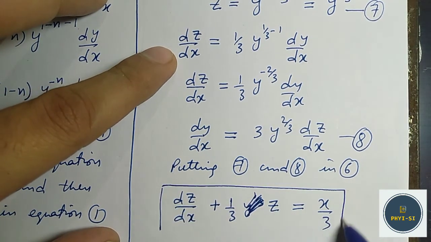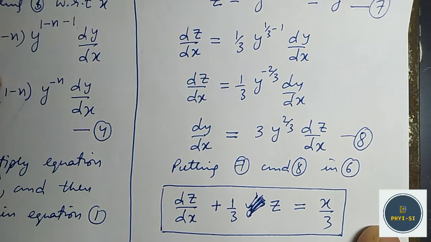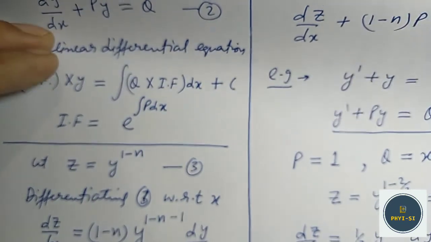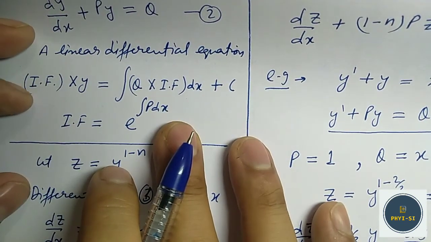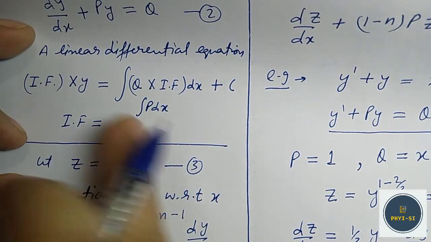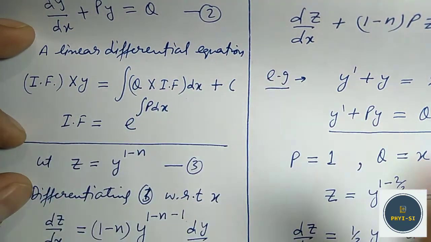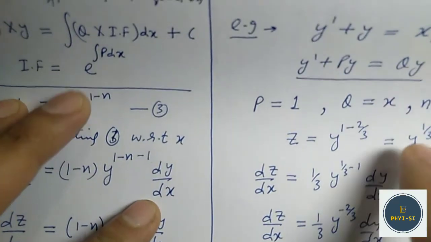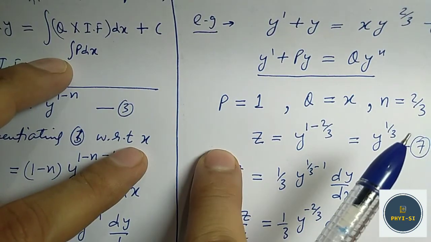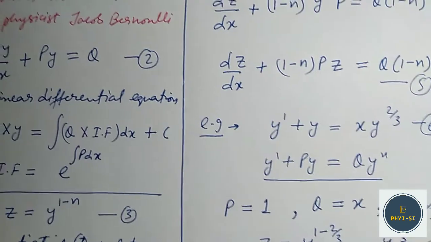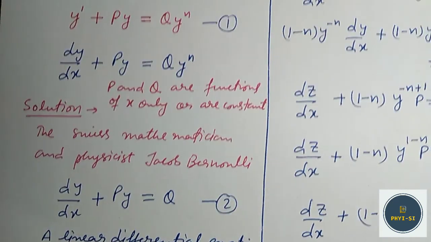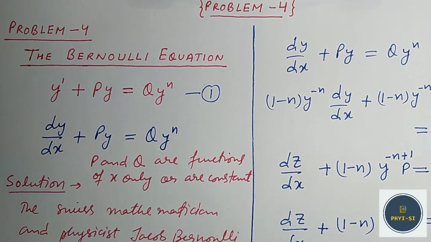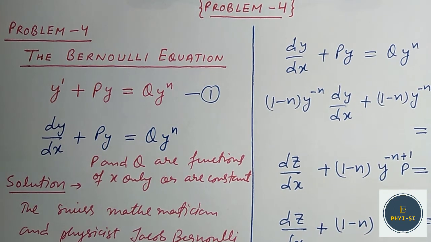Now it is a very simple linear differential equation, and it can be solved using this method. Find the integrating factor first, and then put the integrating factor and all these things in this equation, and you will get the final solution in the form of z, and then we'll find y from this equation. So this was the very famous Bernoulli differential equation. It is very easy to solve. You just need to learn the methodology, and the rest are just your skills.